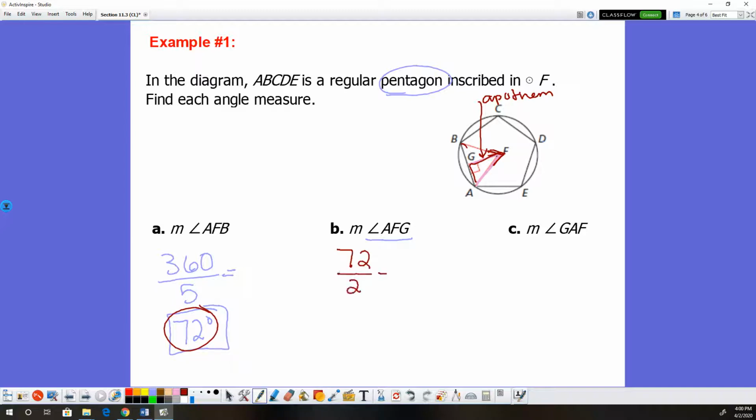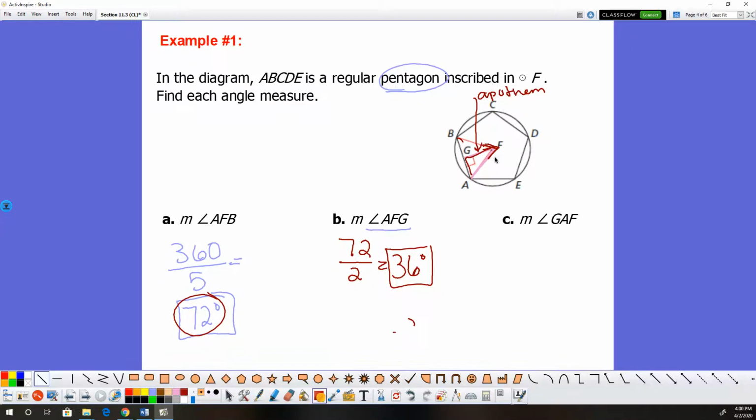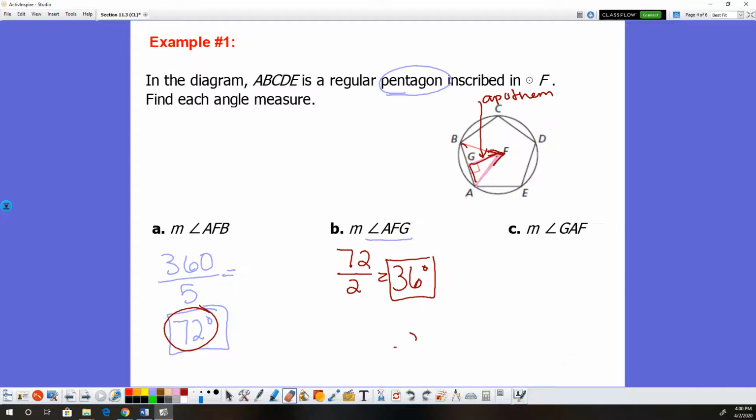72 divided by 2, 36 degrees. So that's 36. All right, let me erase this again. Oh, that was crazy. That's not what I want to do. All right, we still have the apothem right here. We know this is 36 degrees.